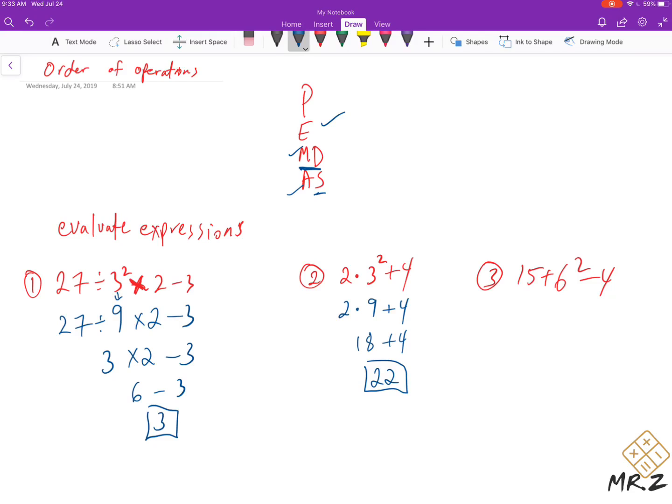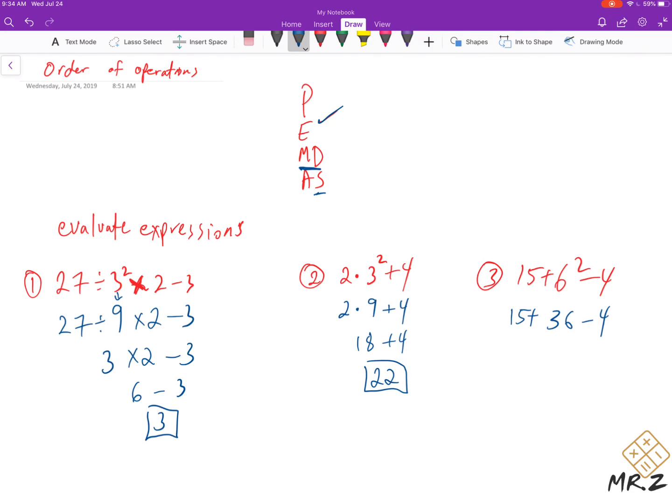We have 6, an addition or plus sign, an exponent, and subtraction in the expression. Again, your exponent goes first. All right, boom. So 6 squared, that's 36. And then just rewrite the rest of the expression.